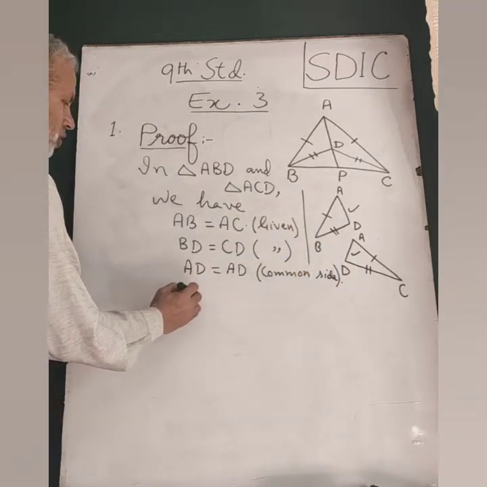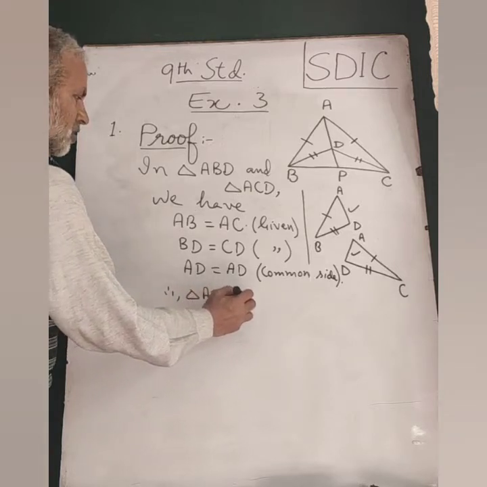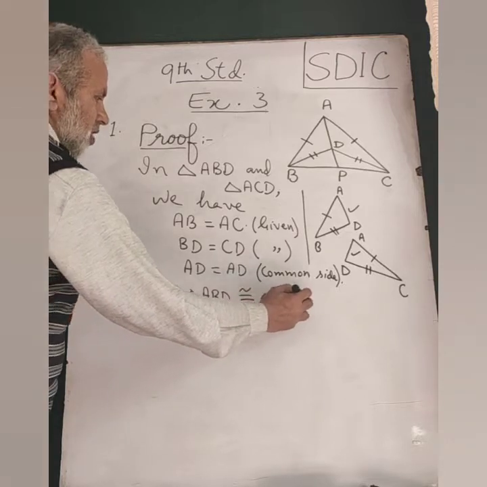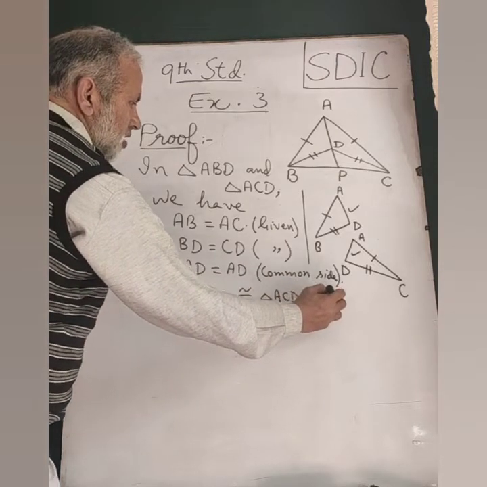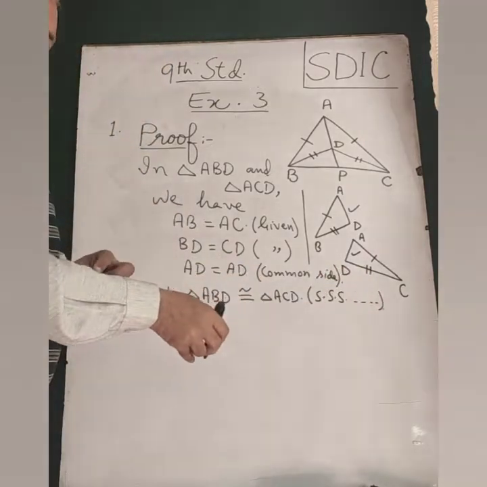With this we conclude the 2 triangles are congruent. Therefore triangle ABD is congruent to triangle ACD. We have used the SSS congruency rule, the theorem we proved last time.